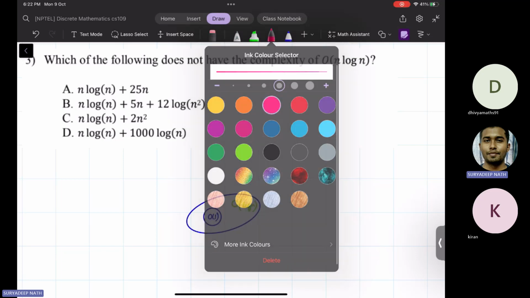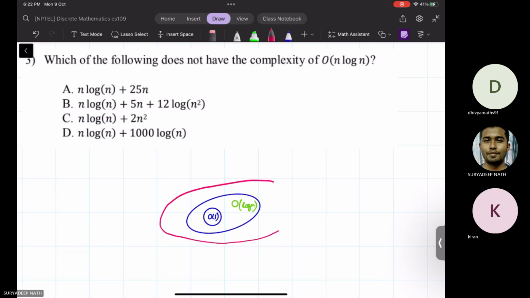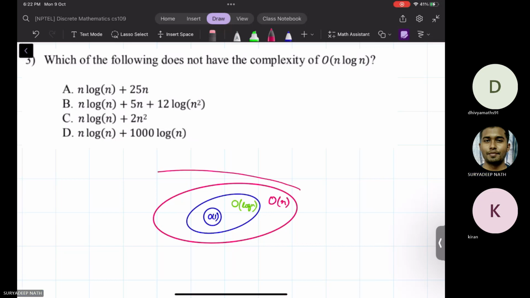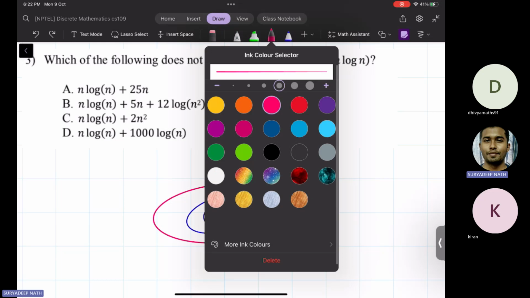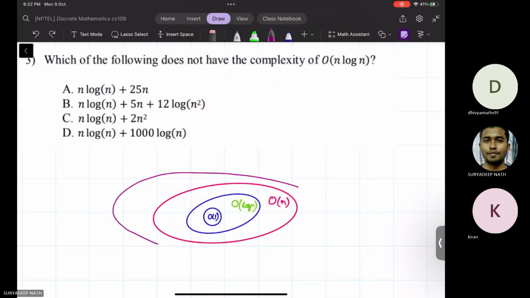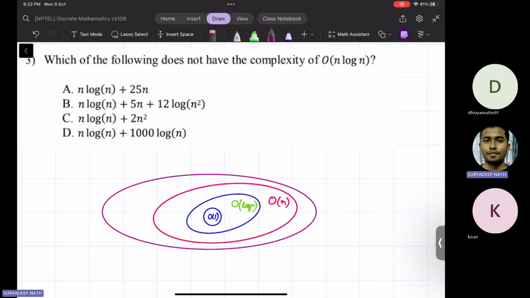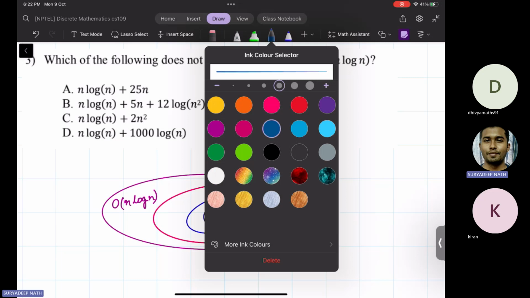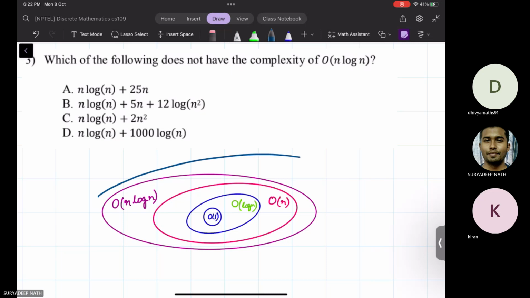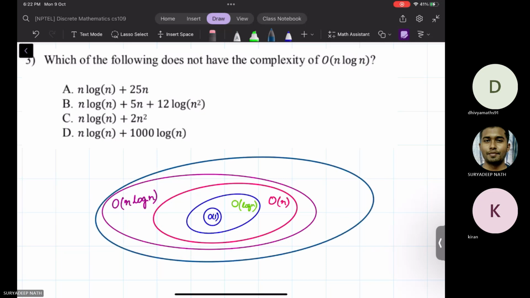Next, we have O(n), beyond which is O(n log n), and even beyond that would be O(n squared).